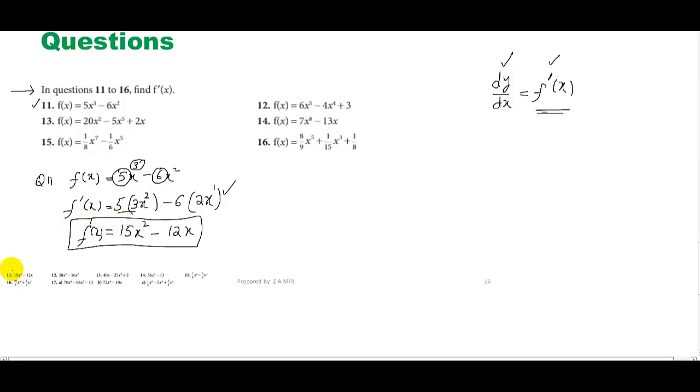And let's compare the answer. The answer is over here, 15x square minus 12x. Correct answer. So let's do question number 12.